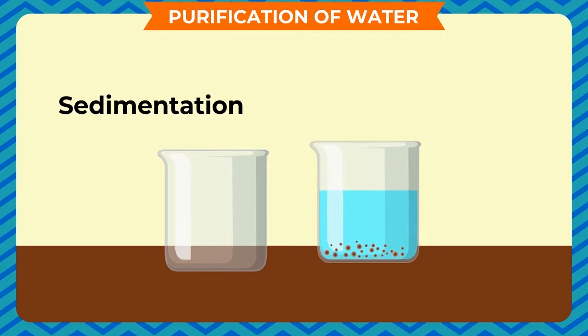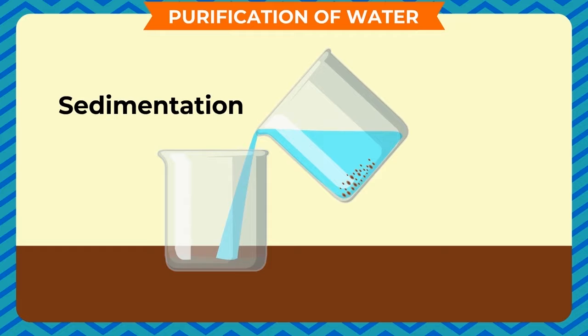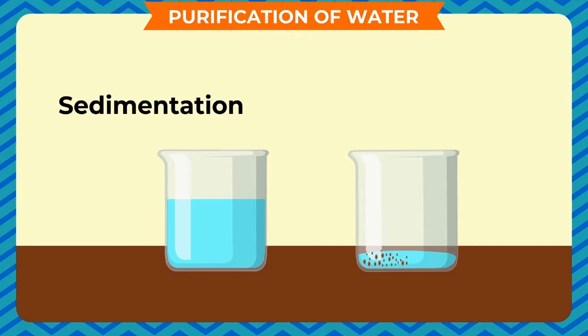Now, pour the clear water from the beaker into another clean beaker carefully without disturbing the impurities settled at the bottom. The process of separating clean water from insoluble impurities is called decantation.